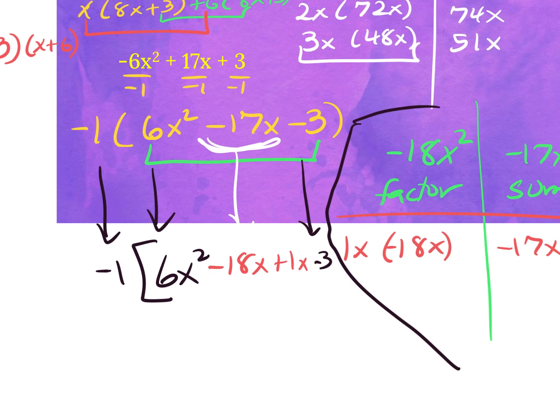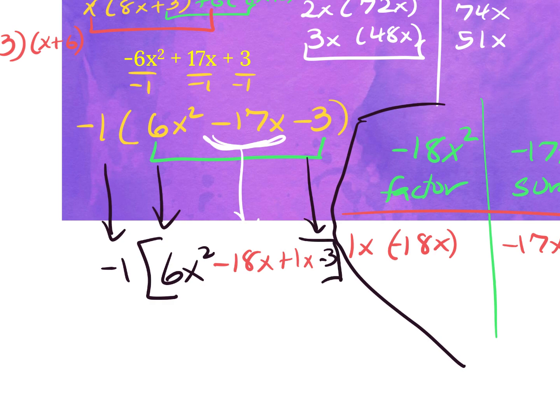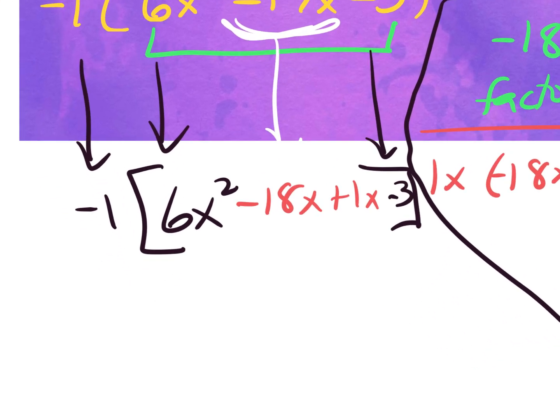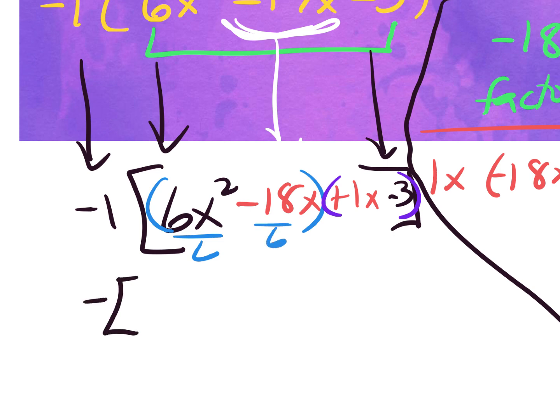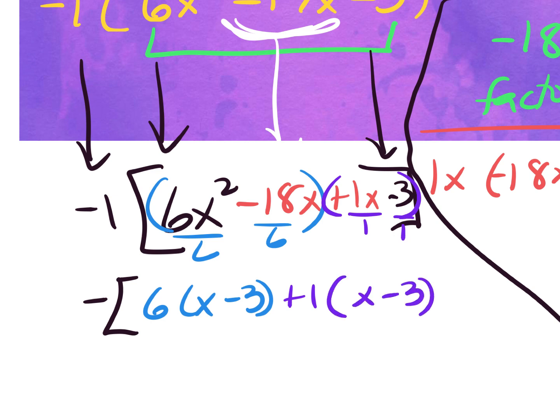All right, so now I can make my groups. So I'm going to make a blue group and a purple group. My greatest common factor of blue is going to be 6. So now, once I divide it, I get x minus 3. My greatest common factor of purple is actually just 1. And I need to show that GCF is a 1. And then when you divide anything by 1, it's just itself.